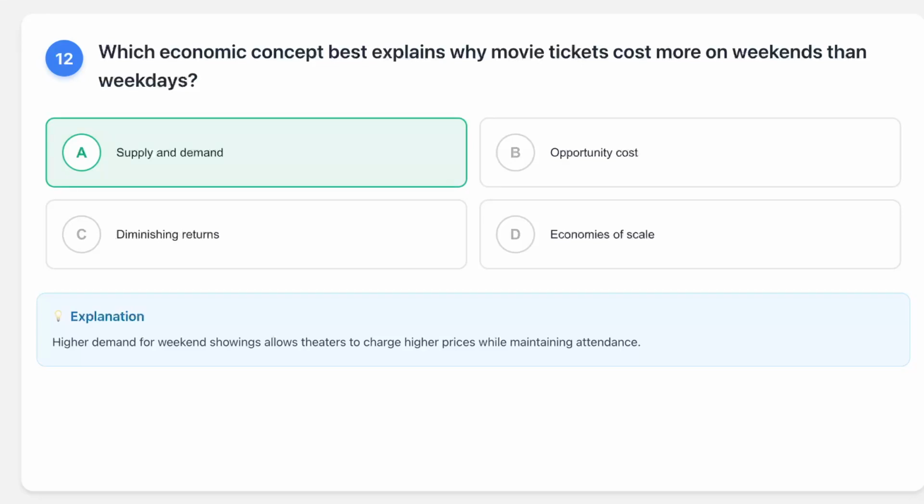Explanation. Higher demand for weekend showings allows theaters to charge higher prices while maintaining attendance.